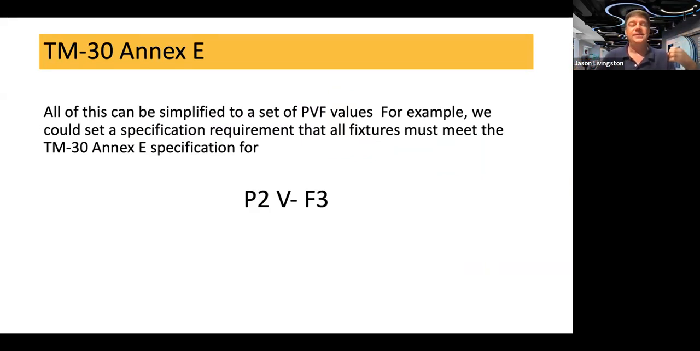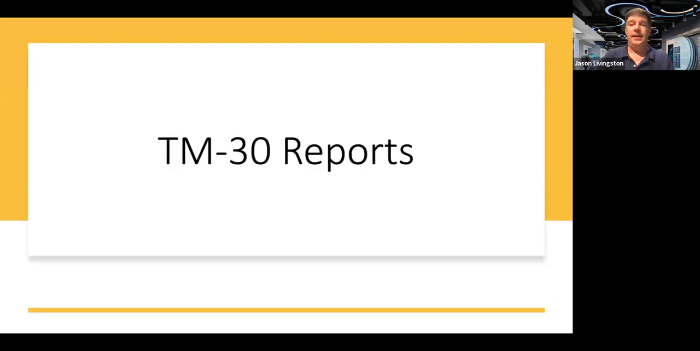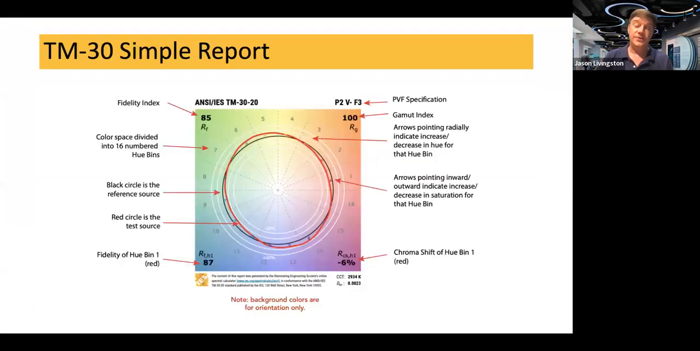We could have a fixture that is P2 V dash, or some of us say V null, F3, right? So this is a light source that meets the criteria for priority level 2 of preference, does not meet the criteria for any of the 3 vividness priority levels, and also meets the criteria for the fidelity priority level 3. This would be a pretty good light source, and it's reasonably common. Now let's see where we find this PVF, and also where we find the other 4 numbers.